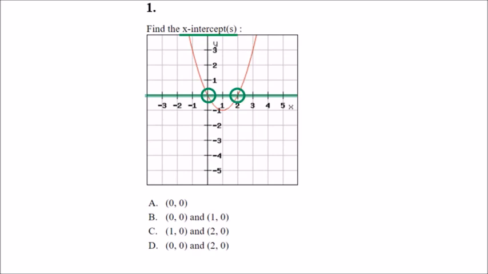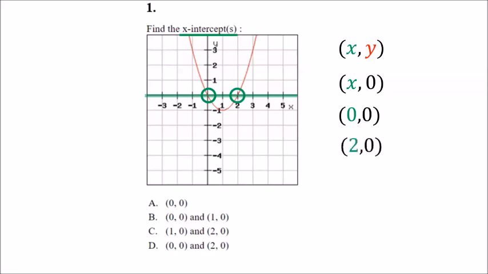When I look at my answer choices, I notice that they are written as ordered pairs. So it's not just 0 and 2. Instead, they're written as an ordered pair. Since it is an x-intercept, I know that my value should be written where the x goes, and the y value should be a 0. So for this first point here, my x value is 0, so that makes it 0, 0. And for my second point, here we have a 2, so I'm going to put a 2 in for x, and it would be 2, 0. So that would make D my best answer.